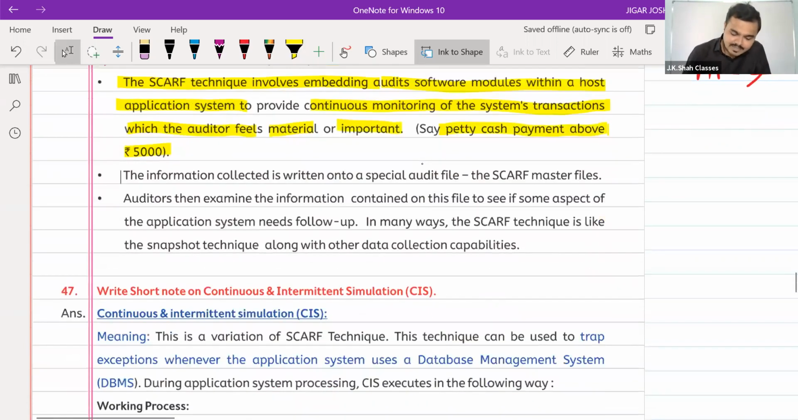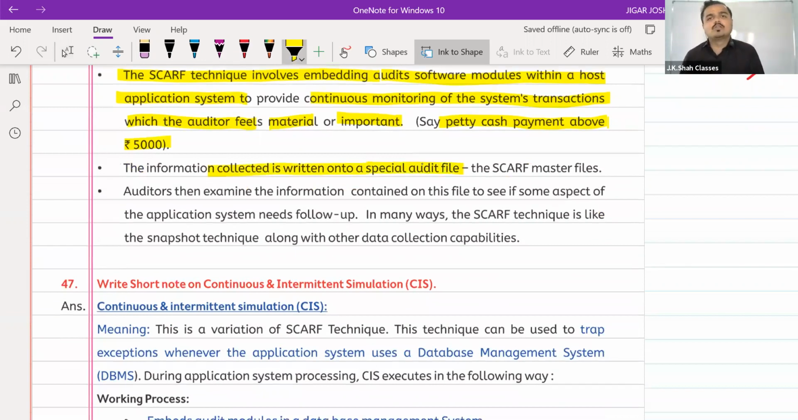The information which is collected is written on a special audit file. So all those expenses which are crossing the limit of 5,000 will be separately written. Are you getting my point of view? Will be separately written, so that the auditor needs to review only those things, not the other things. Other things by default will be accepted. Understood?